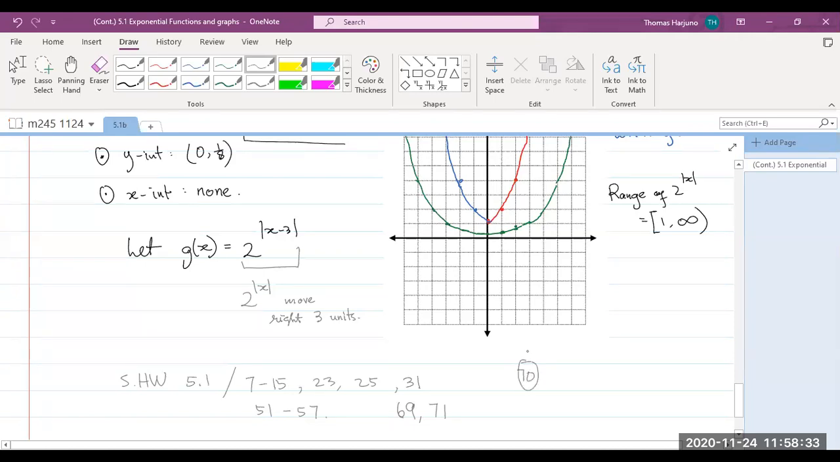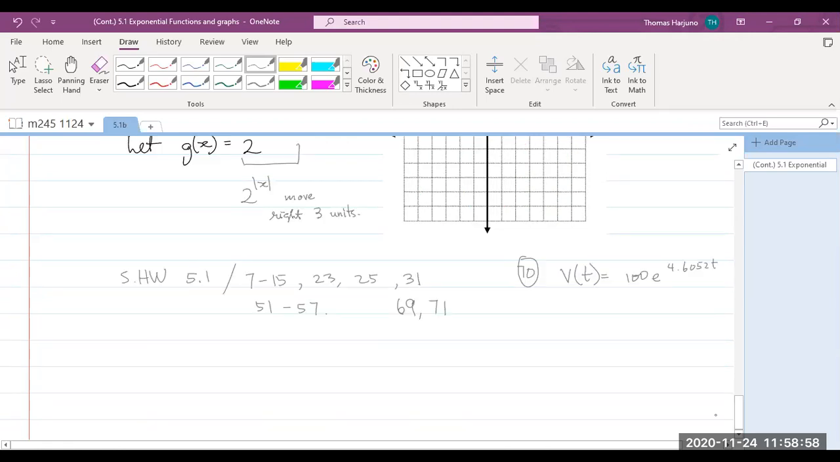Number 70. Computer virus. The number V of computers infected by computer virus increases according to the model V(t) equals 100 e to the 4.6052t, where t is the time in hours. V is the number of computers infected.